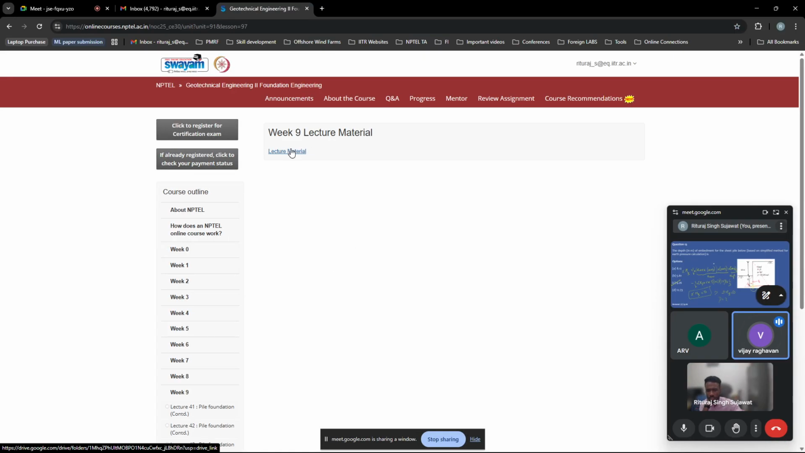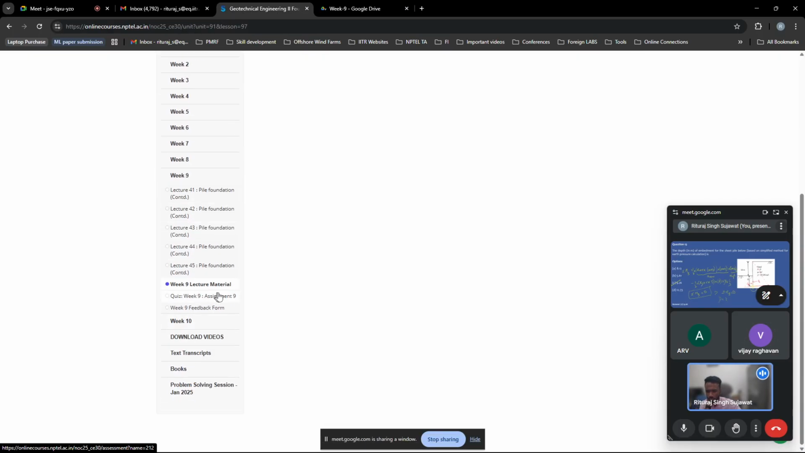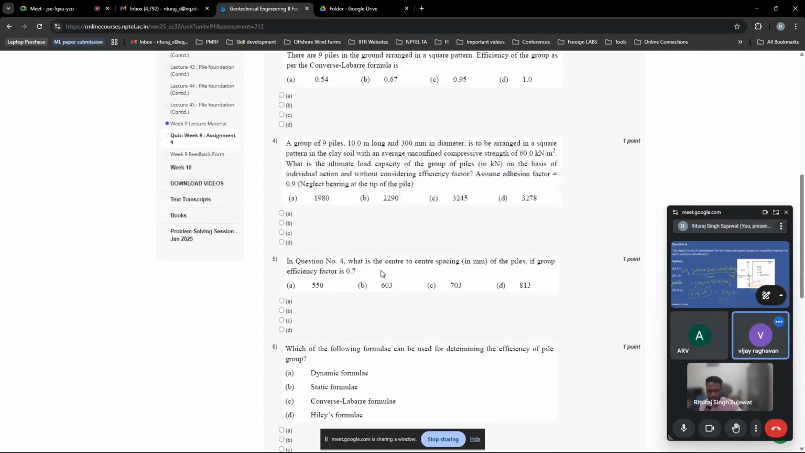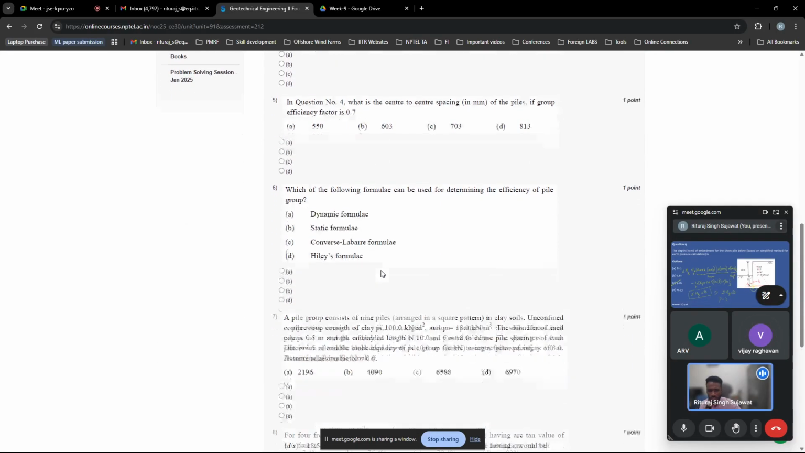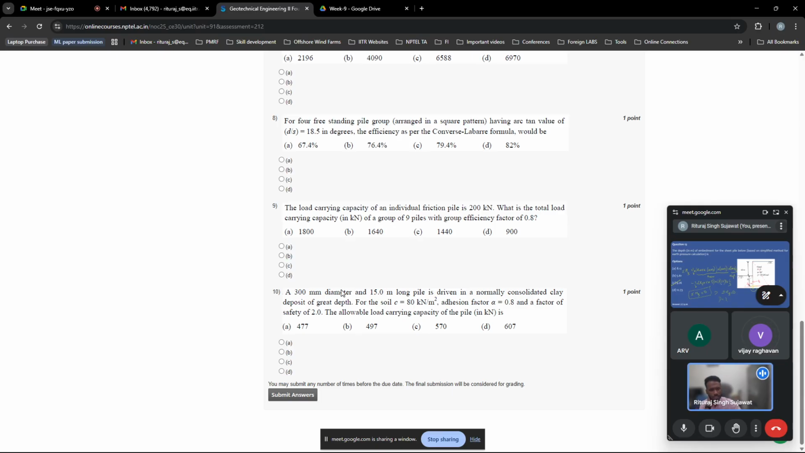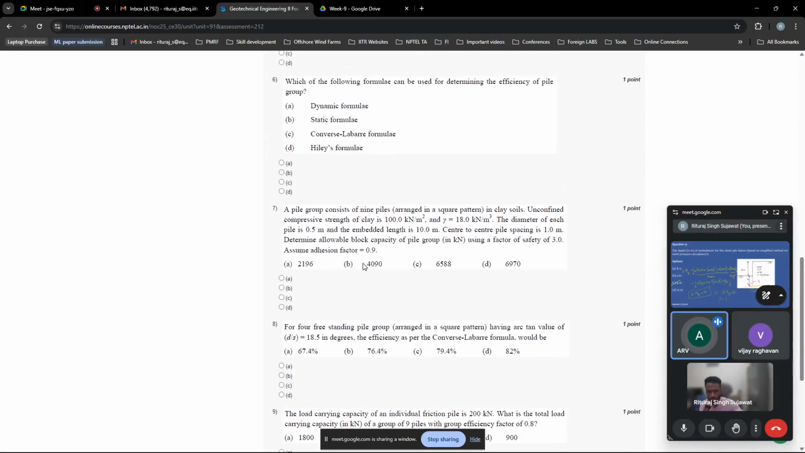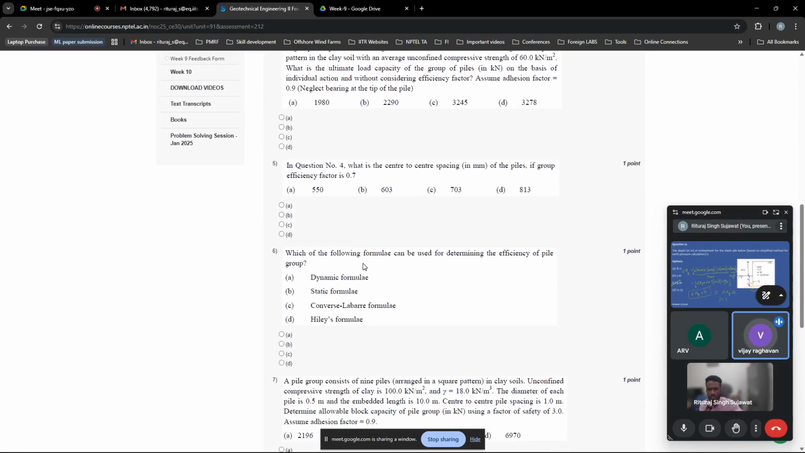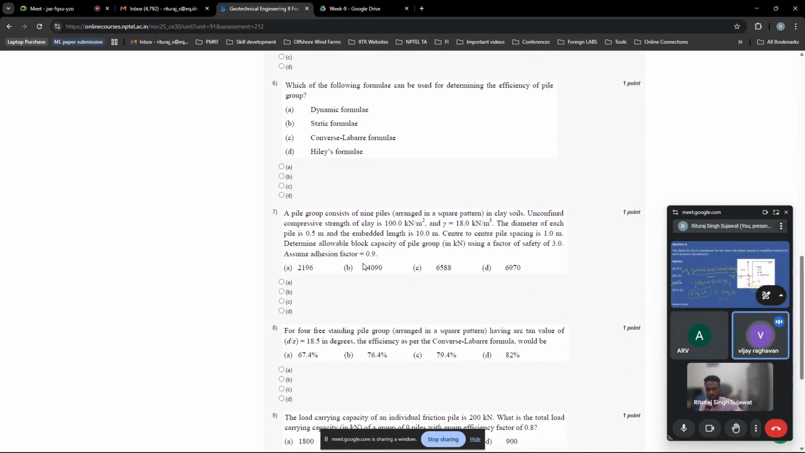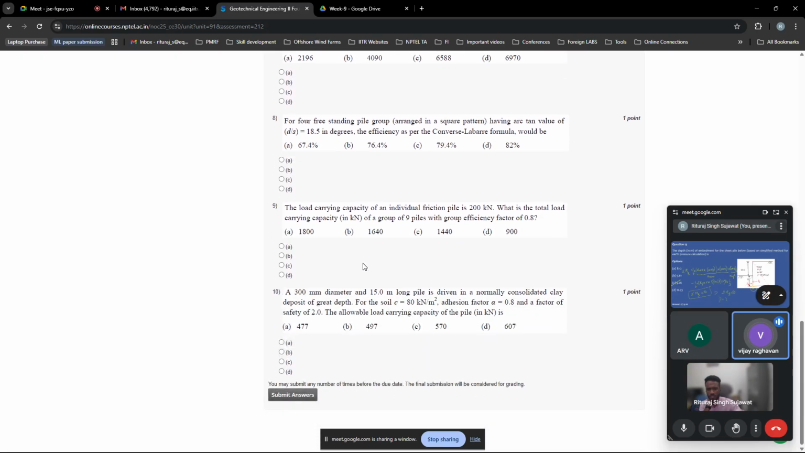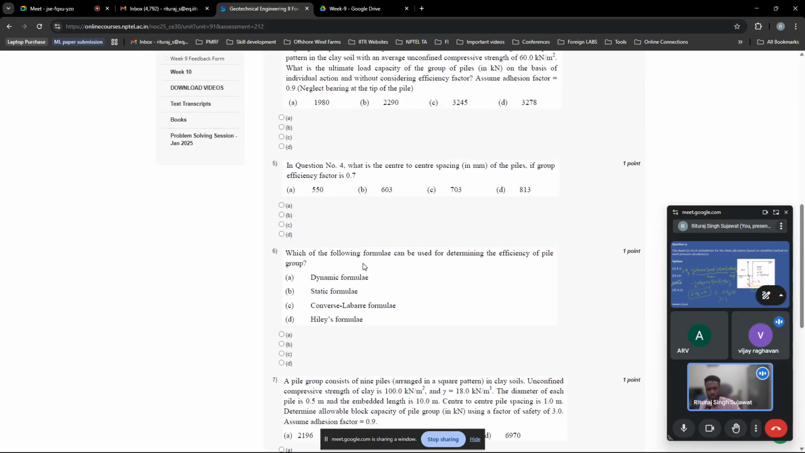Okay, sir, I will see. Let me check your assignment 9. I guess there are some questions concerning pile group efficiency. So these are the similar questions which we have discussed today. Maybe Vijay sir is asking about the Converse-Labarre formula. That one is easy, that one is in the beginning. The same formula has to be used for question number 9 also. In the lecture notes, the formula is given to you.